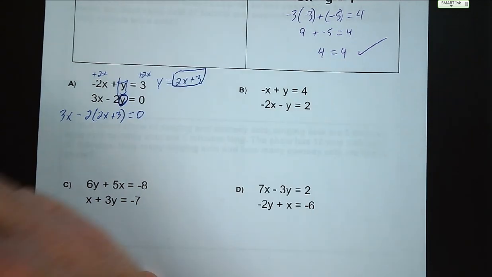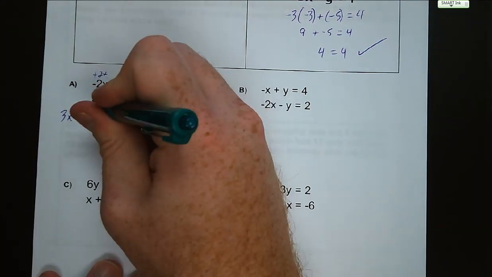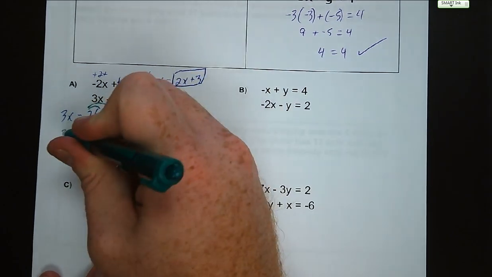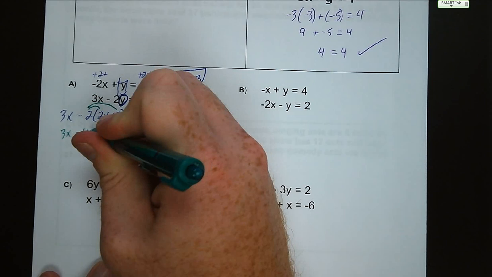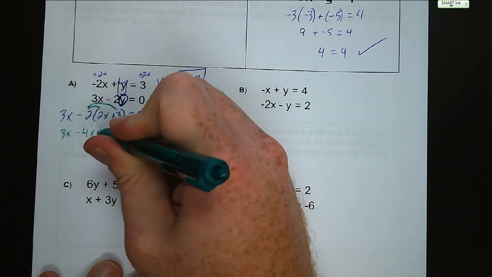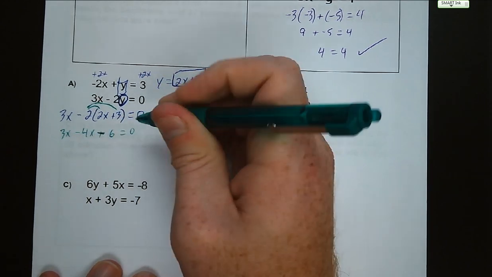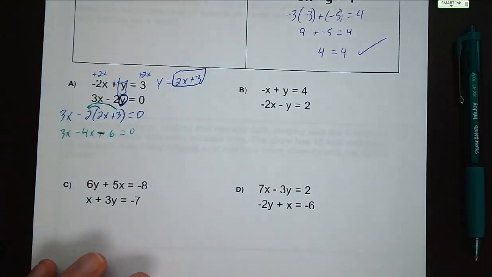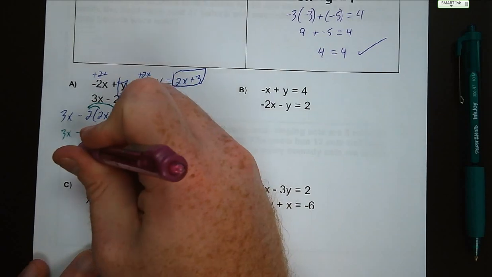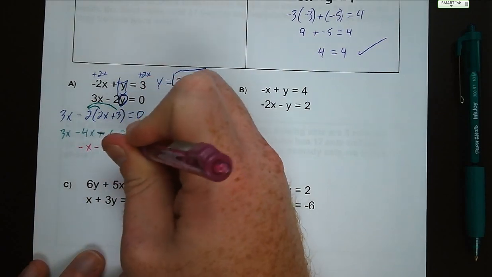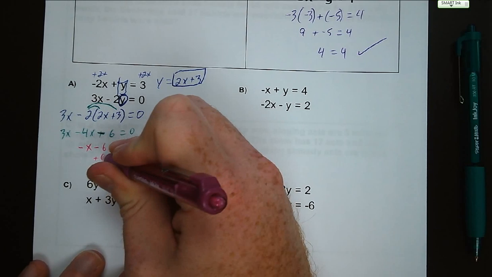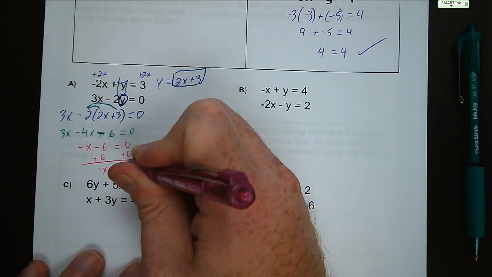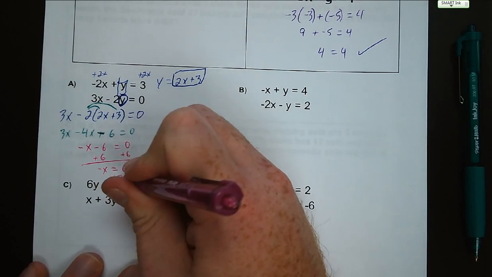First step is going to be distributive property, negative 2 times 2x, and negative 2 times 3. So we have 3x minus 4x minus 6 equals 0. 3x minus 4x is negative x minus 6 equals 0. Add 6 to both sides, negative x equals 6. So x equals negative 6.